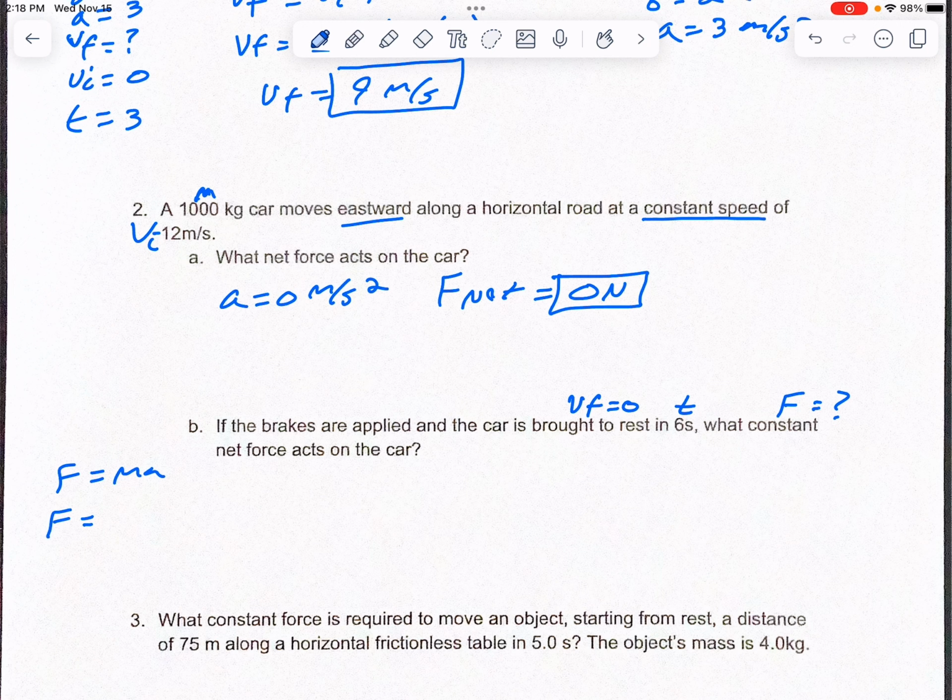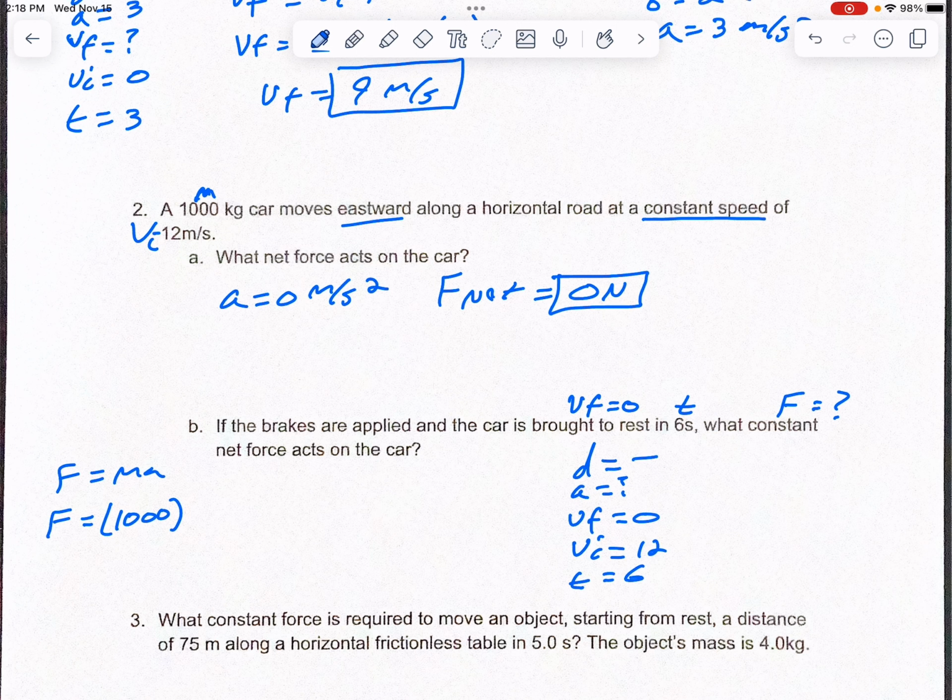So F equals our mass, which we know is 1,000. A we don't know. So what we're going to do is set up our Daffy T over here, find our A, and bring it back over. So A is your question mark. VF is 0 because you're coming to a stop. VI is 12, and your time is 6. That means we did not care about distance.